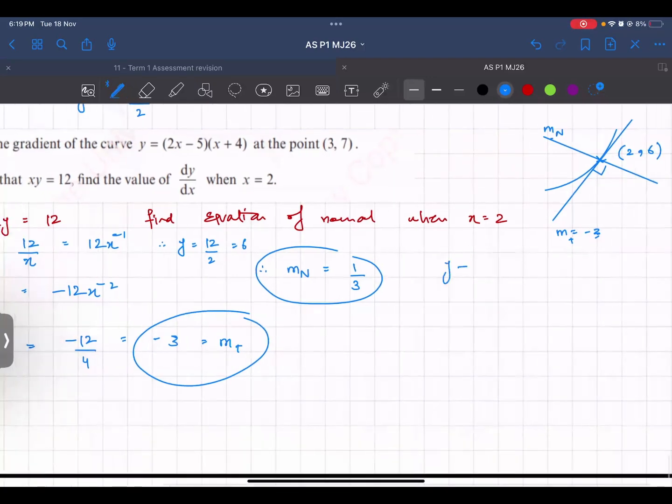So y minus 6 is equal to 1 upon 3 times x minus 2. Then you simplify. x upon 3 minus 2 upon 3 plus 6, which will become plus 16 upon 3.